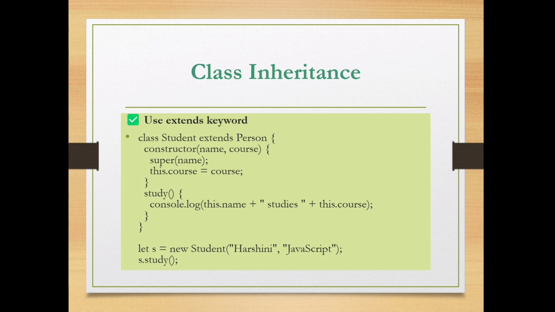Next I am creating one object for the child class, s equal to new student of. I am passing two arguments, Harshini and JavaScript. And next I am calling the method s dot study of, then it displays Harshini studies JavaScript. This is the example for class inheritance. Next we will see its execution part.